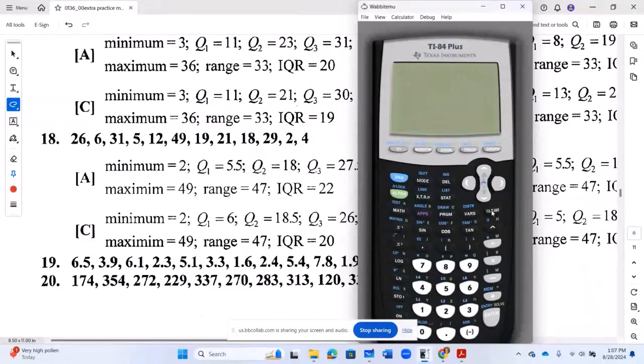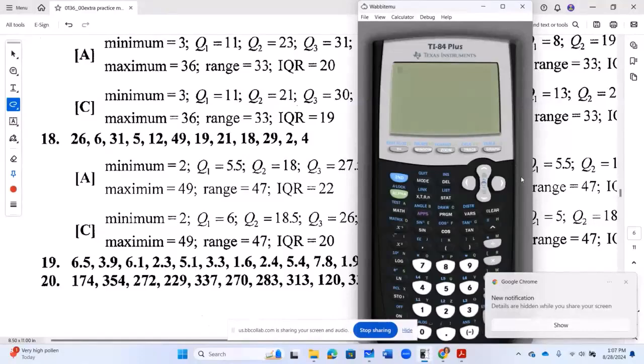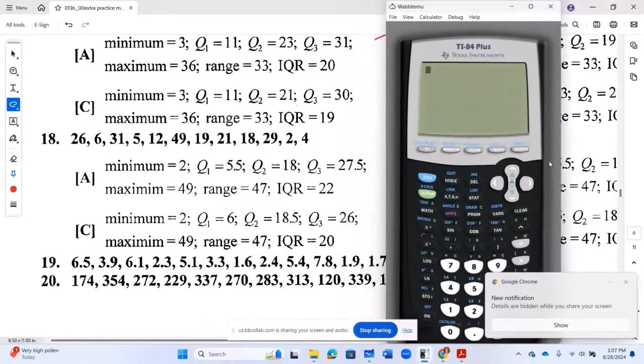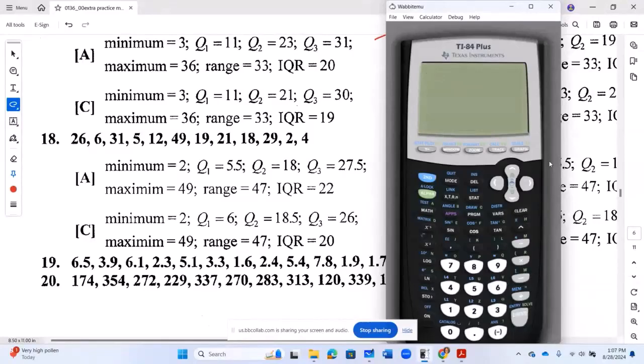All right, so now I'm doing number 18. Can you see number 18 clearly? Yes or no? Yes, okay. All right, so now how do I start? I'll go to STAT because let's see what I'm given. I'm given number 18. The data is 26 followed by 6.